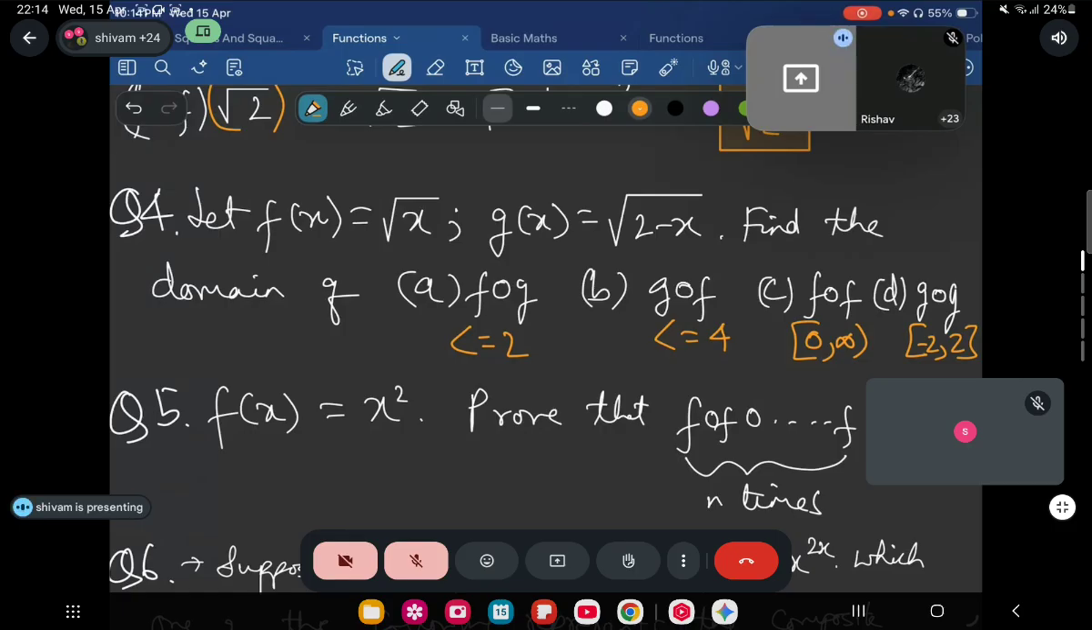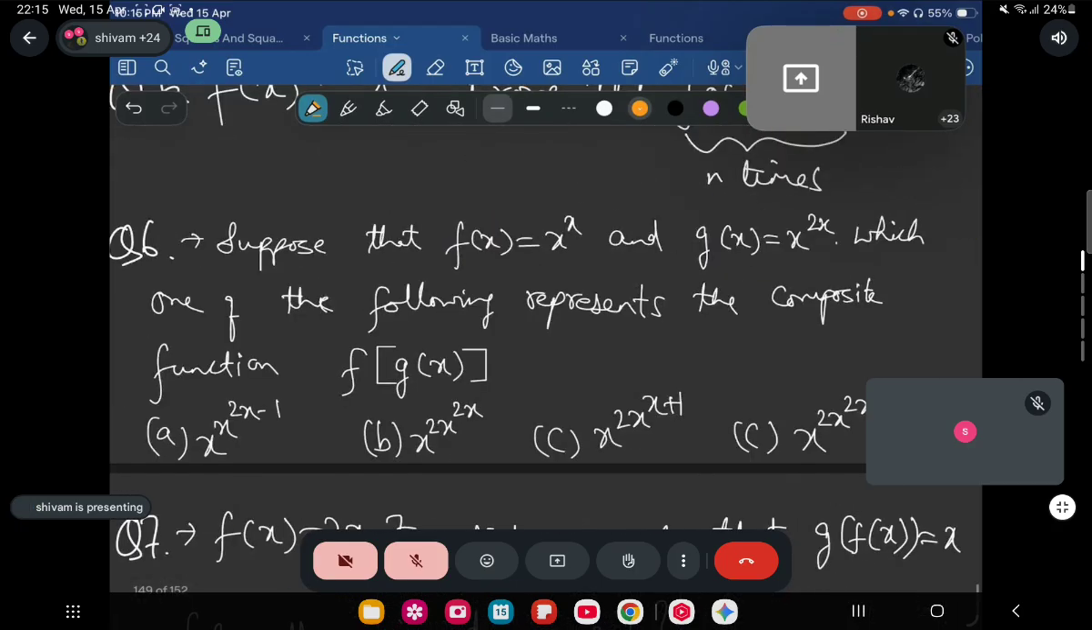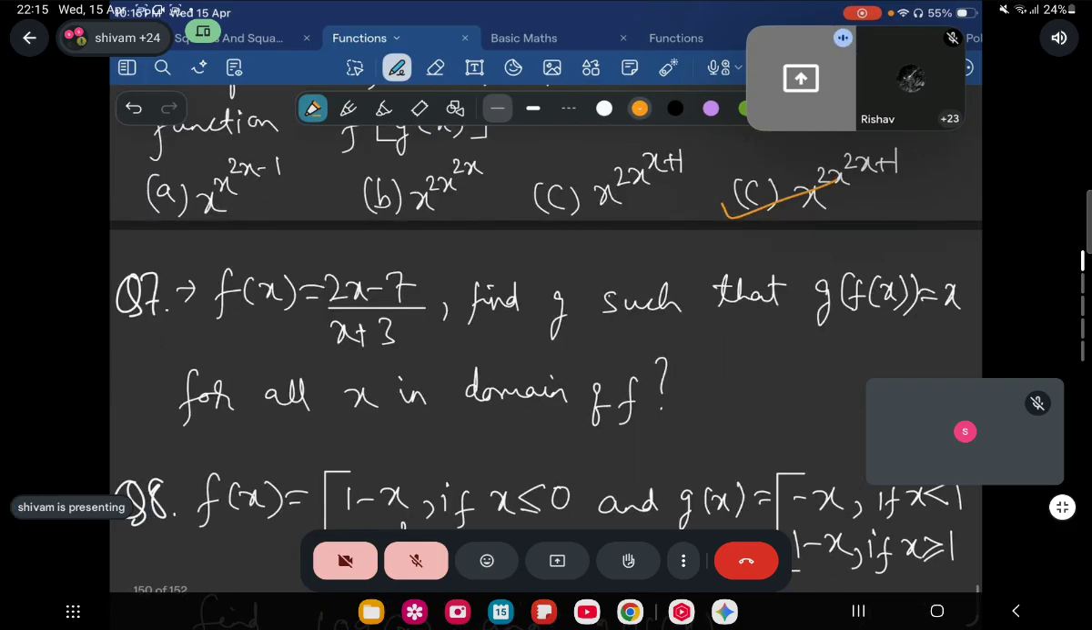Next, number 5. Number 5 is a proof problem. Anyone having any doubt, you can ask me now. Tell me. 5 is a proof problem. If there's anyone having any doubt, you can ask me now. Okay, next. Number 6. Number 6 is option D. Anyone having any doubt, you can ask me now. 6 is option D.